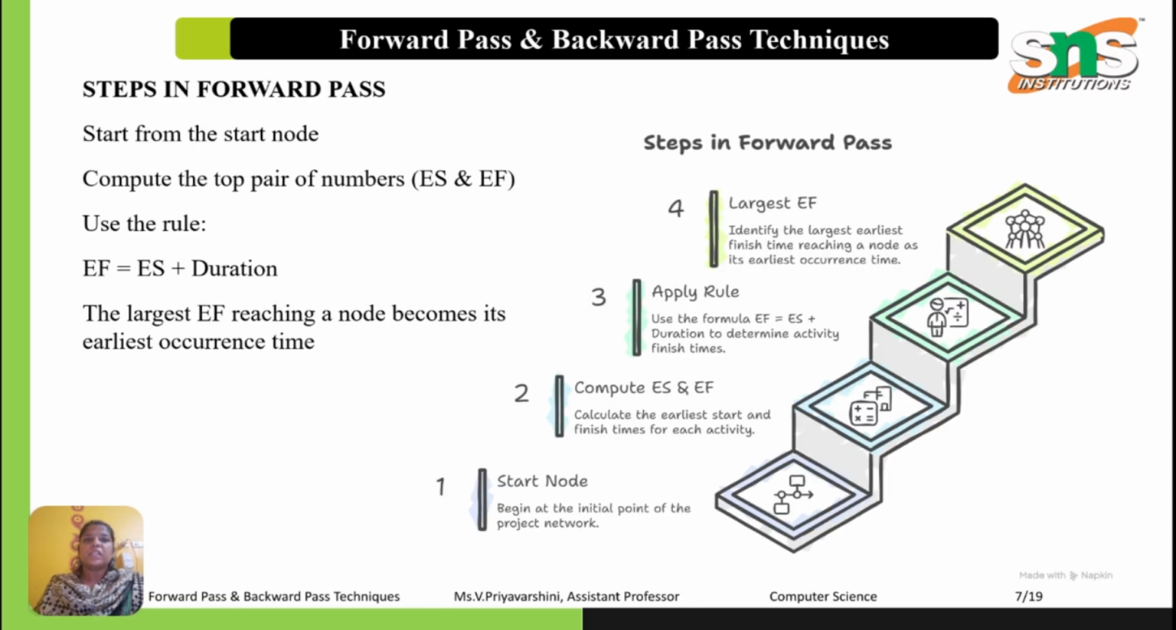Next, steps in the forward pass. The steps involved in the forward pass are: Step 1, start from the first activity. Step 2, set ES equal to 0 for the start activity. Step 3, calculate the EF using the formula EF = ES + duration. Step 4, move to the next activity. Step 5, when multiple paths meet, choose the largest EF value. This ensures that all predecessor activities are completed before the next activity begins.